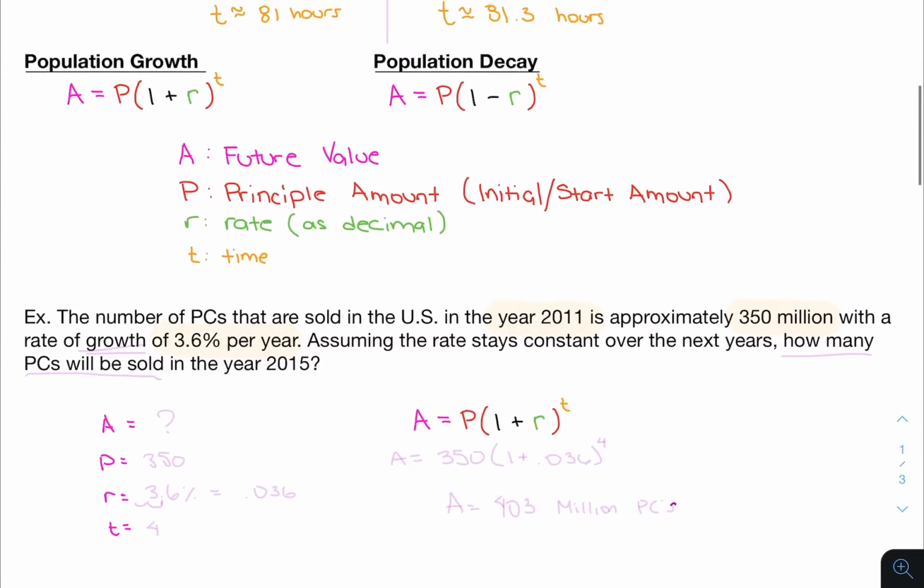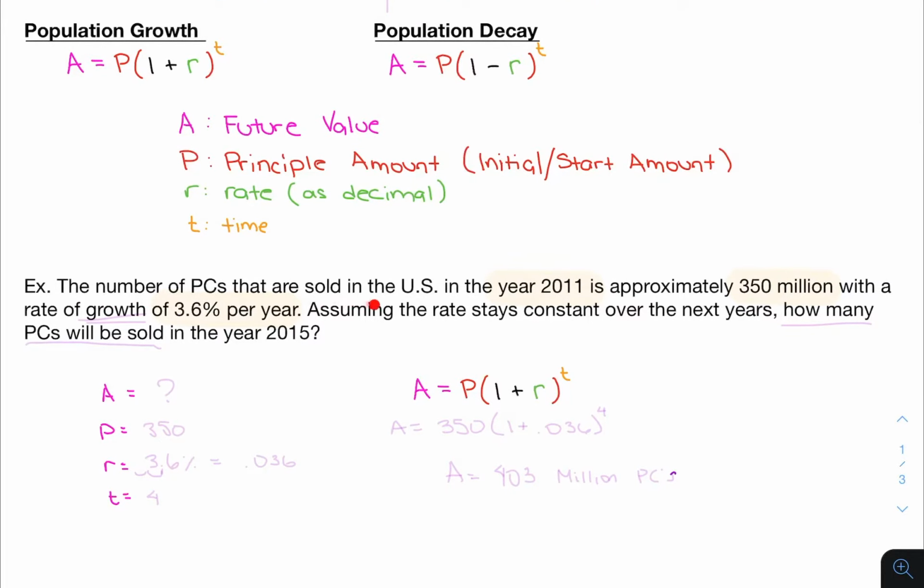So the example says that the number of PCs sold in the US in the year 2011 is approximately 350 million, with a growth rate of 3.6% per year. Assuming the rate stays constant over the next years, how many PCs will be sold in the year 2015? Because the question asks how many PCs will be sold, that's talking about the future value. So A is the future value, and that is what we are trying to solve for.